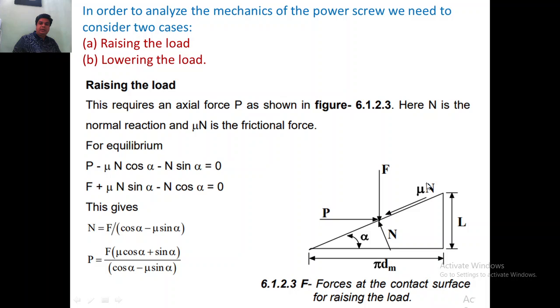And this mu N, the frictional force, you resolve this force in x direction, so it becomes mu N cos alpha. This frictional force is resolved in x direction, and it is acting in the opposite direction, left side. So it is negative here. So mu1 into cos alpha. It is acting on the plane, so resolve this in x direction, so it becomes cos alpha.